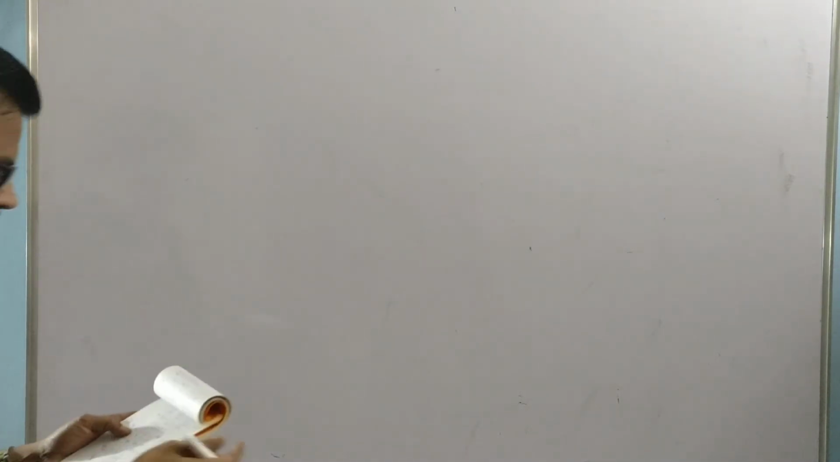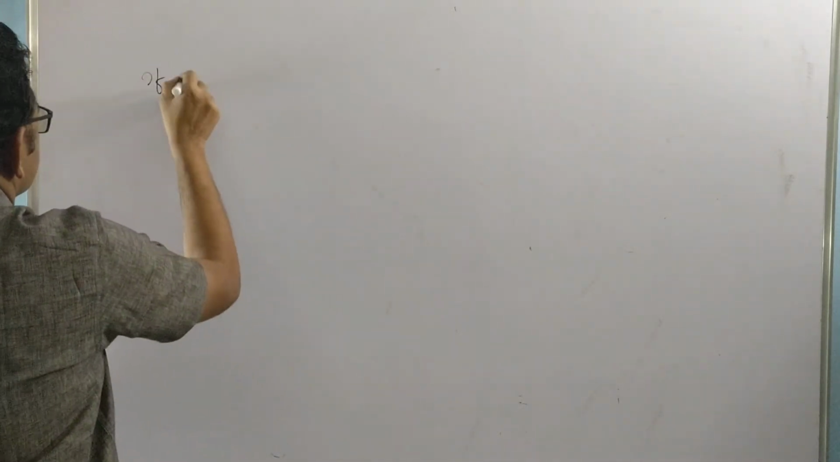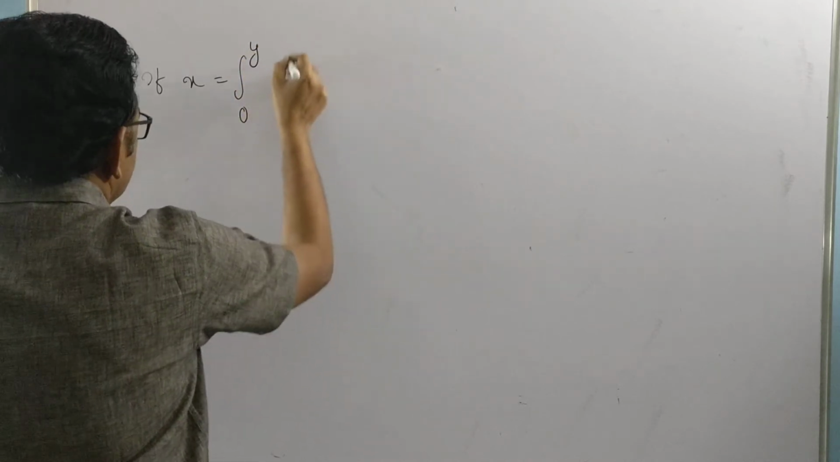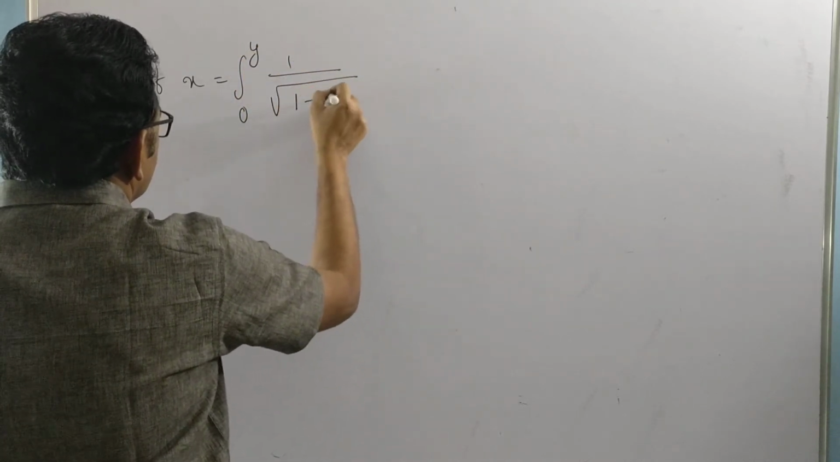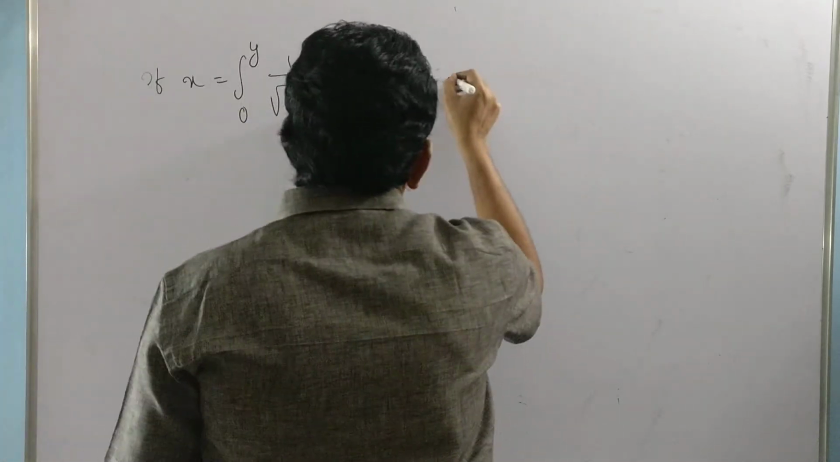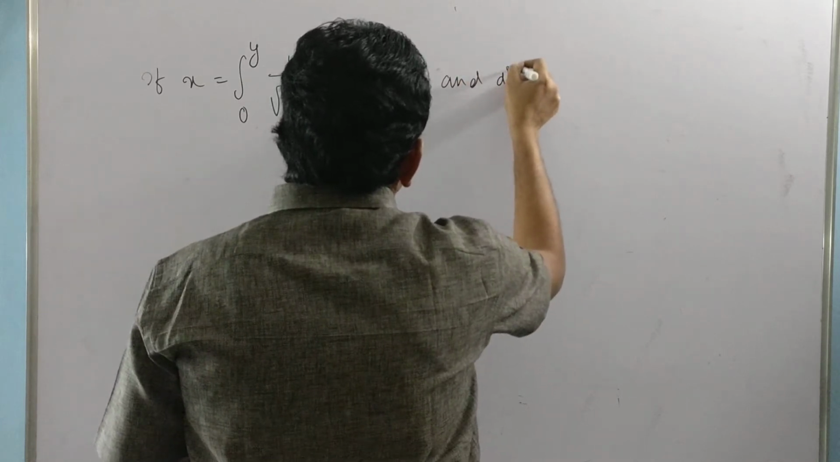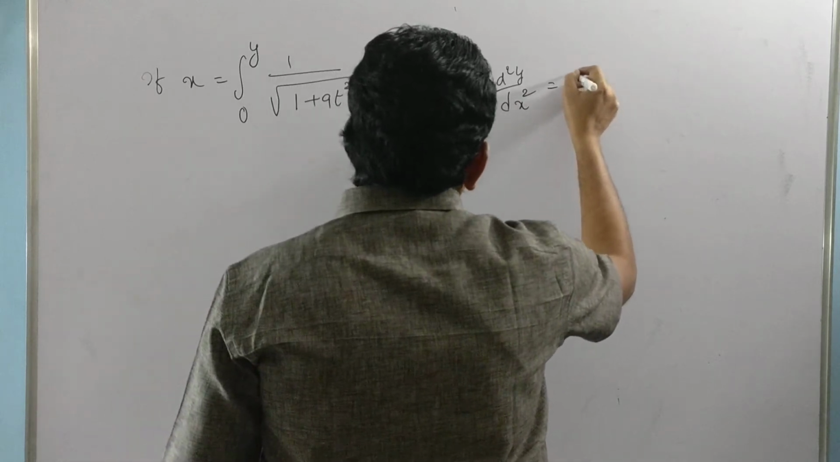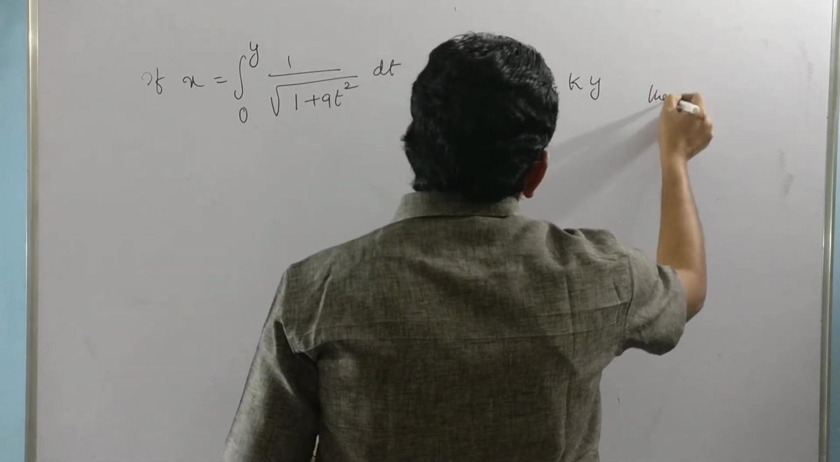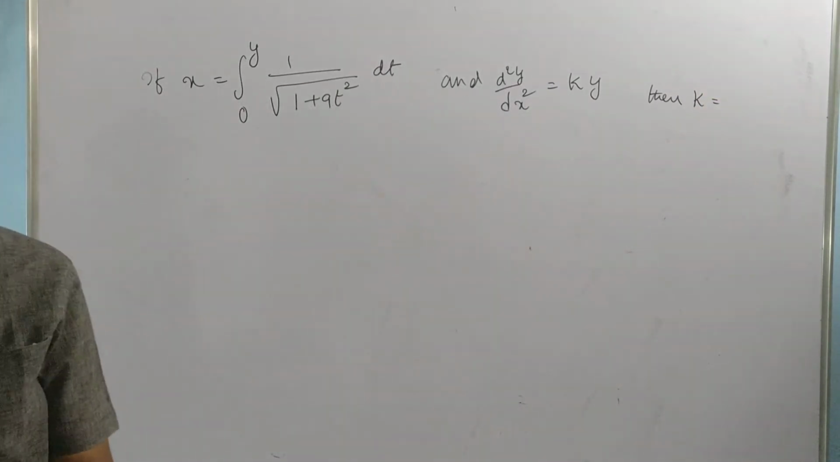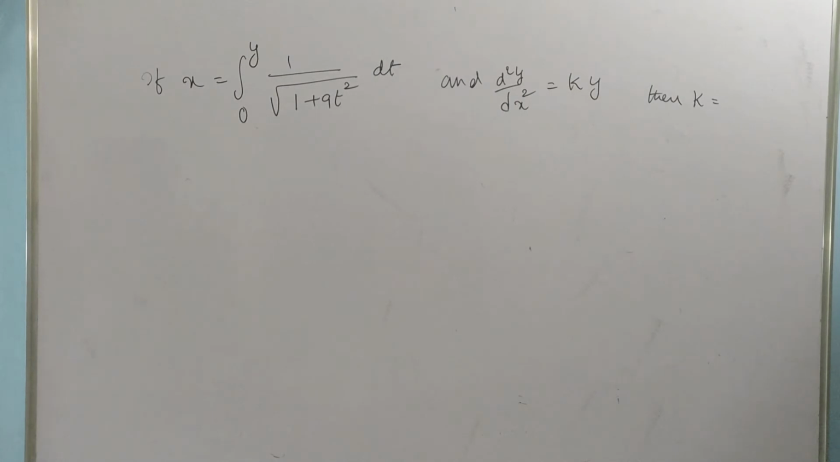Next one, if x is equal to the integral from 0 to y of 1 by root of 1 plus 9t squared dt, and d square y by dx square is equal to ky, then the value of k is.